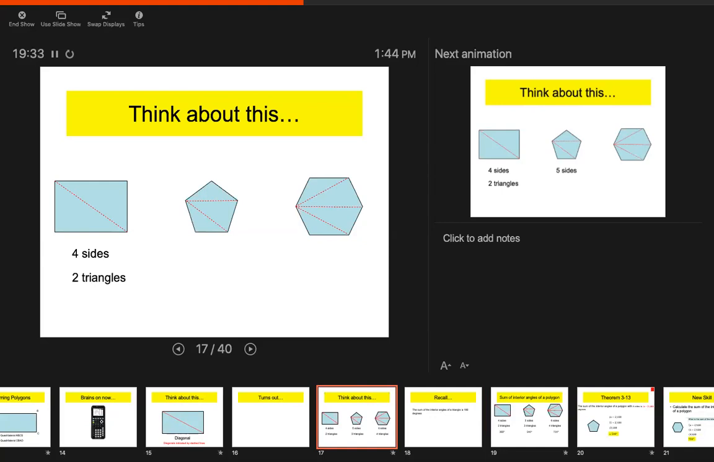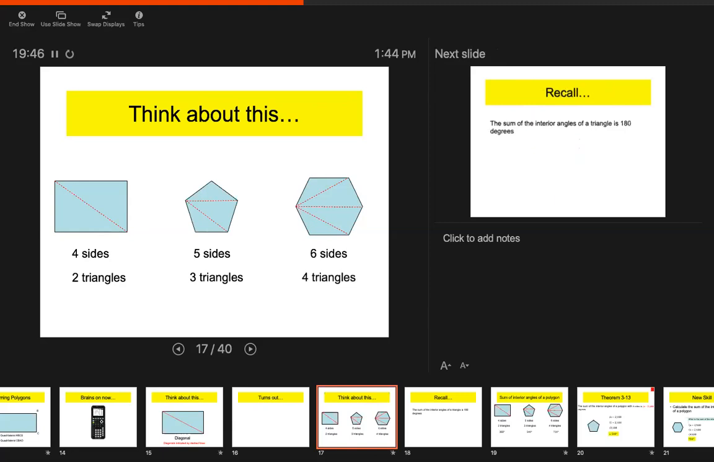How many sides? 5. How many triangles? 3. How many sides? 6. And how many triangles? 4. Do you see a pattern? The number of sides minus 2 is how many triangles you get to make. The number of sides minus 2 tells you how many triangles.